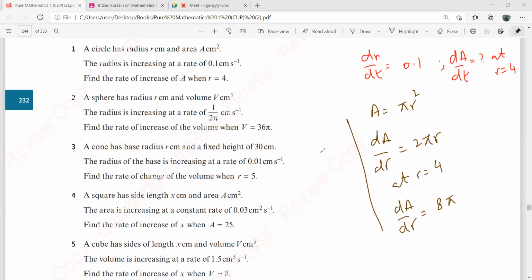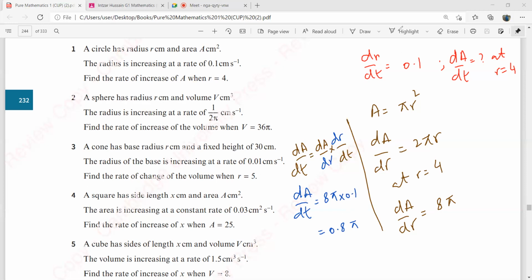And then you have to find this dA by dt. So this dA by dt would be dA by dr times dr by dt. This is how you will find that. So your dA by dt would be dA by dr is 8 pi, and then dr by dt is 0.1. So if you have to give your answer in exact form, this has to be 0.8 pi. And otherwise, you can use calculators and write your answer correct to 3 significant figures.